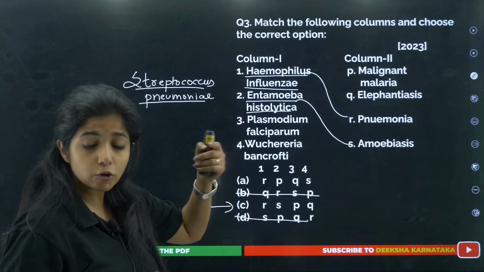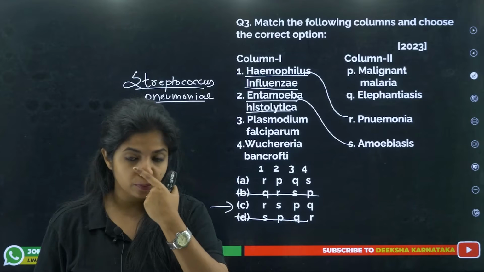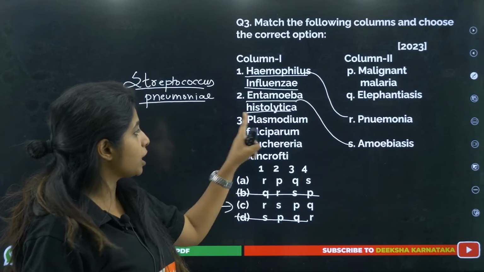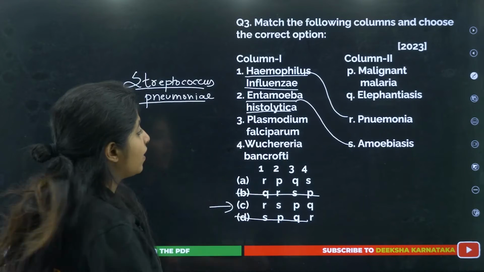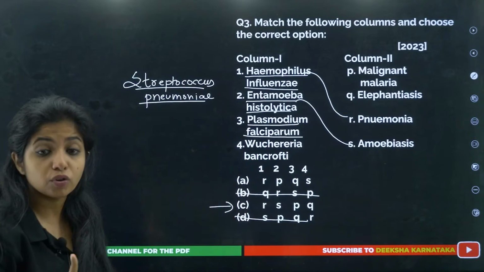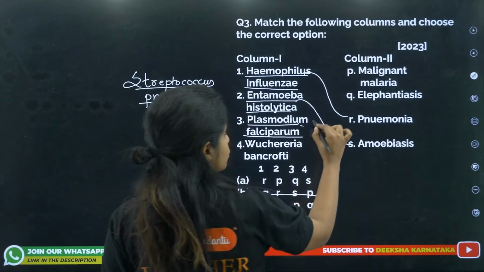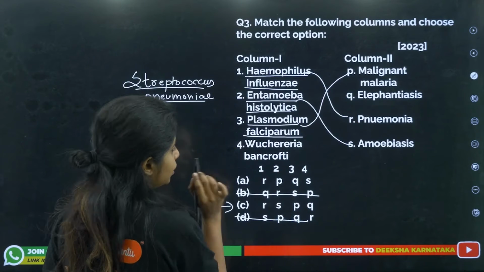Plasmodium falciparum. Plasmodium is the one that causes malaria. In malaria, there is one malignant type of malaria which is caused by Plasmodium falciparum. So, falciparum is a species of this particular Plasmodium which is going to cause malignant type of malaria. It is going to be really, really dangerous. So, 3 goes with P.